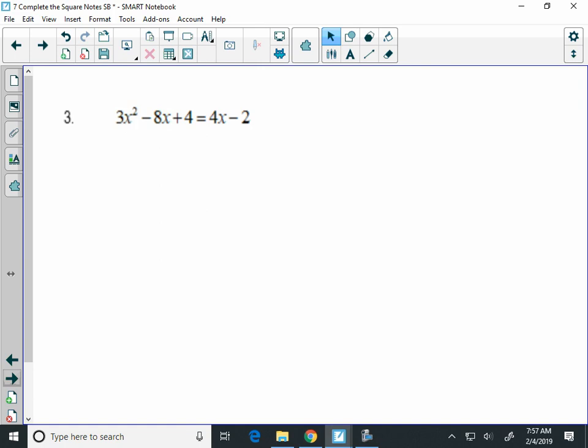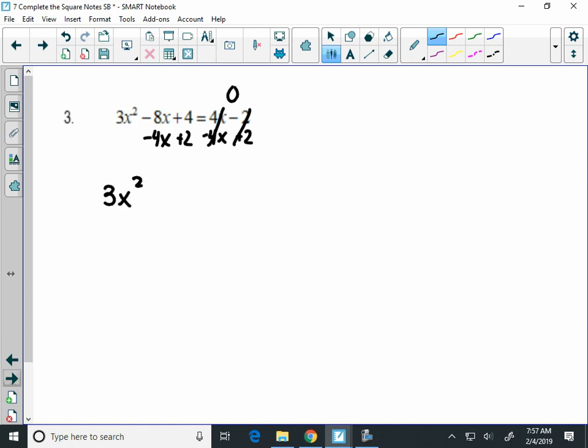Number 3 has 3x squared minus 8x plus 4 equals 4x minus 2. Now, a couple things here. First, in order to solve a quadratic or to complete the square, you have to have the quadratic set equal to 0. So the first thing you have to do is move the 4x and the 2. So I'm going to subtract 4x and add 2 to both sides, because then on the right, those are going to subtract off to get you 0. So I have 3x squared minus 12x plus 6 equals 0.